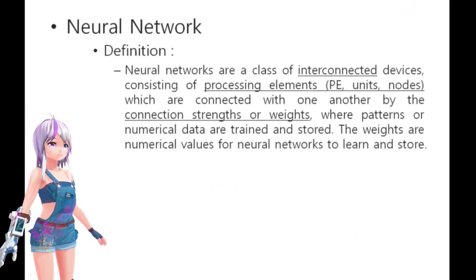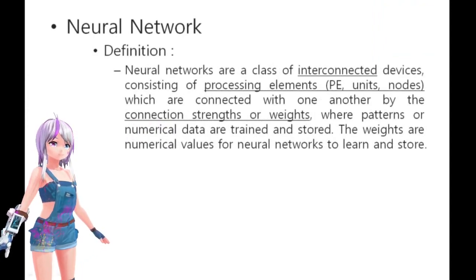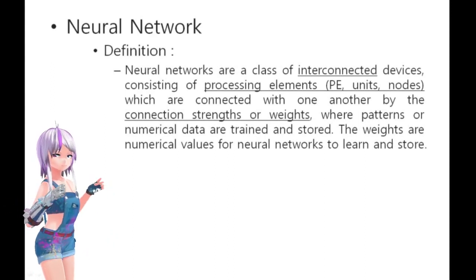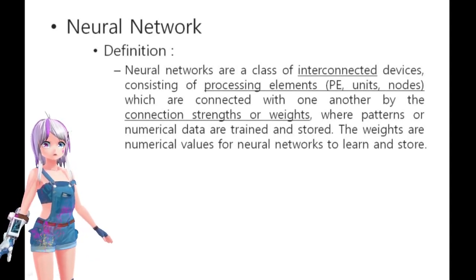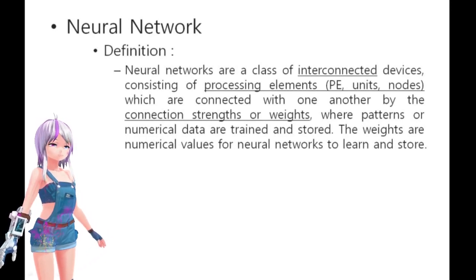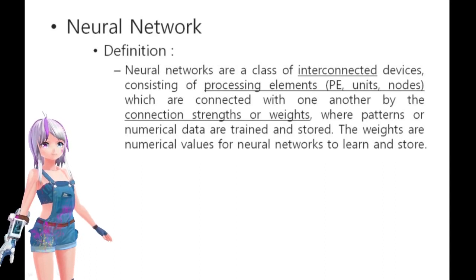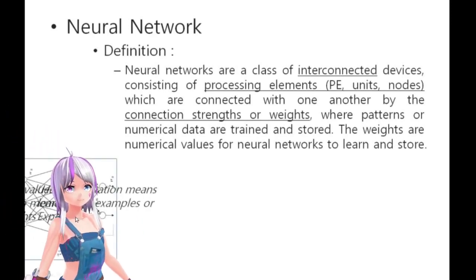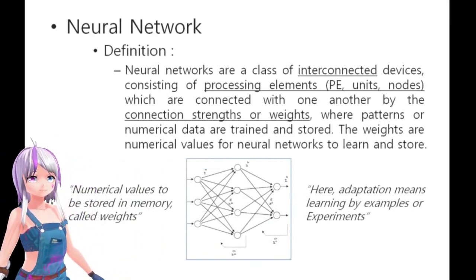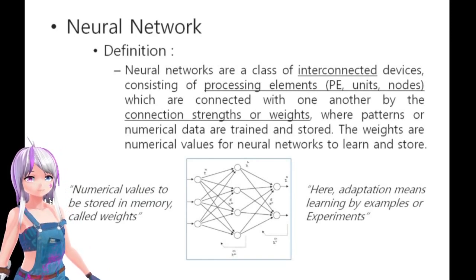Neural network definition: neural networks are a class of interconnected devices consisting of processing elements, I'm going to use PE as an abbreviation, or processing units, or we may say just nodes, which are connected with one another by connection strengths, or weights. These are all parameters we can deal with. Patterns or numerical data are trained and stored; we are storing the information in these weight parameters. These weights are just numerical values for neural networks to learn and store. Here we have the input layer, hidden layer and outer layer. The numerical values stored in memory are called weights, or just parameters.